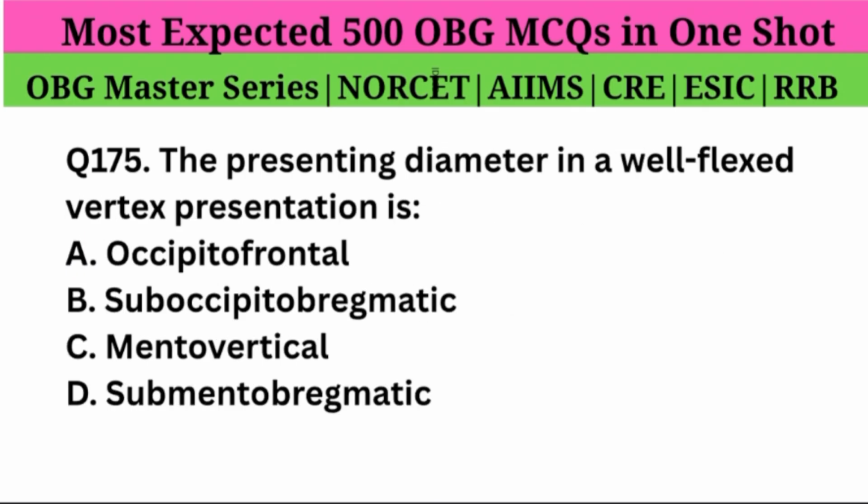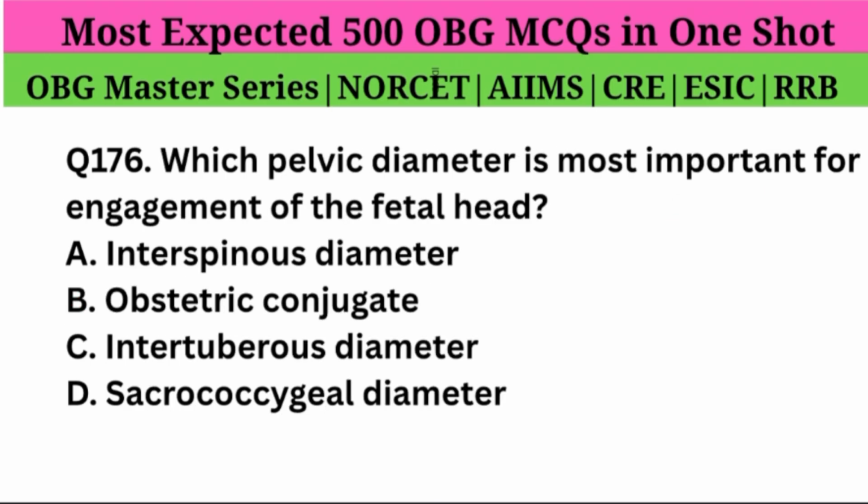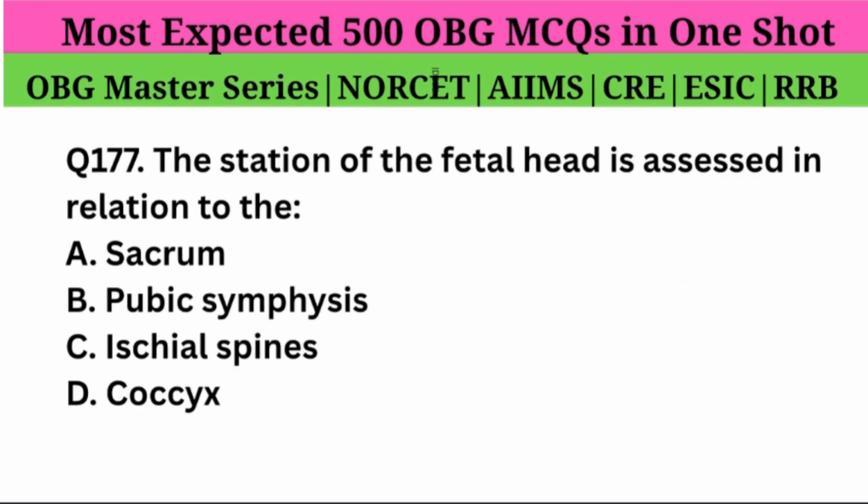Next question, the presenting diameter in a well-flexed vertex presentation is. Your correct option is option B, suboccipitobregmatic. Next question, which pelvic diameter is most important for engagement of the fetal head? Your correct option is option B, obstetric conjugate. Next one, the station of the fetal head is assessed in relation to the.